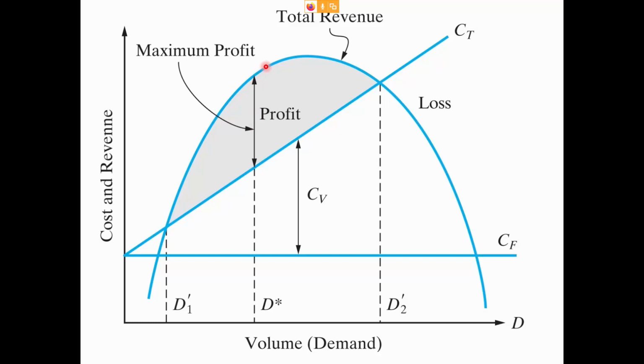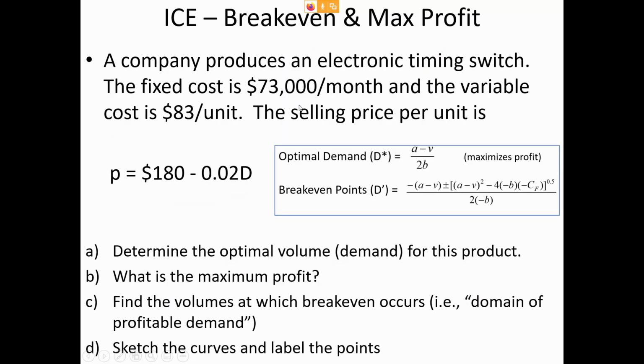And then if we move to the right of that, those two lines are now getting closer together because they're no longer parallel. And so they're converging, which means the profits are decreasing. So that's the graphical solution to this. All right, let's practice this out.